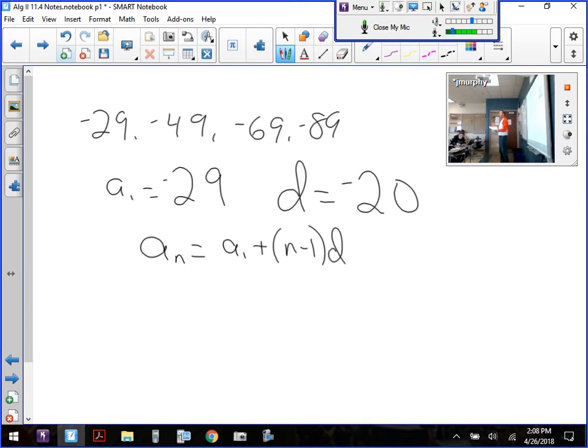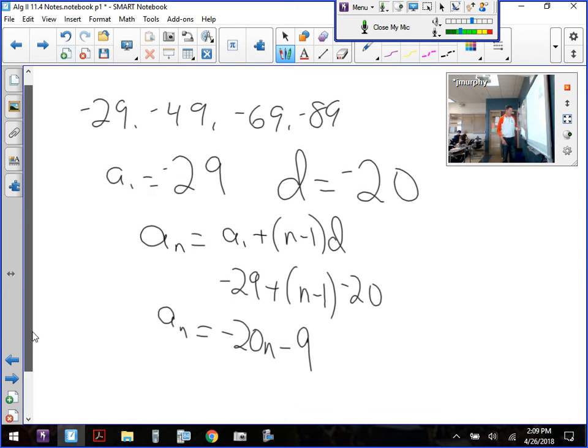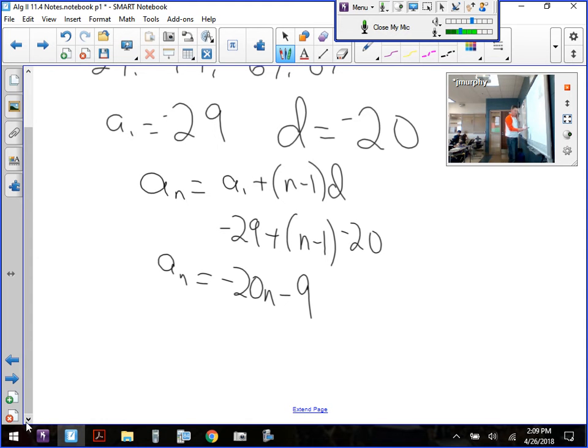Now, Maria was asking me about this a little while ago. When you get to your equations here, I'd like you to write them in slope-intercept form, which most of you guys are doing anyway. Not a big deal. So you've got negative 29 plus (n minus 1) times negative 20, which gives you negative 20n minus 9 as my nth term. And then it asks you, I believe, what was the 38th term? So negative 20 times 38 minus 9, and it gives you your result.